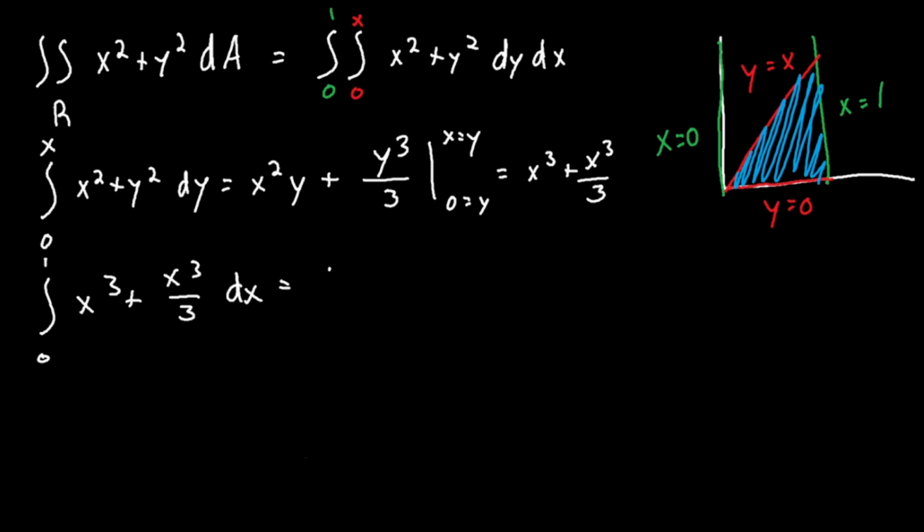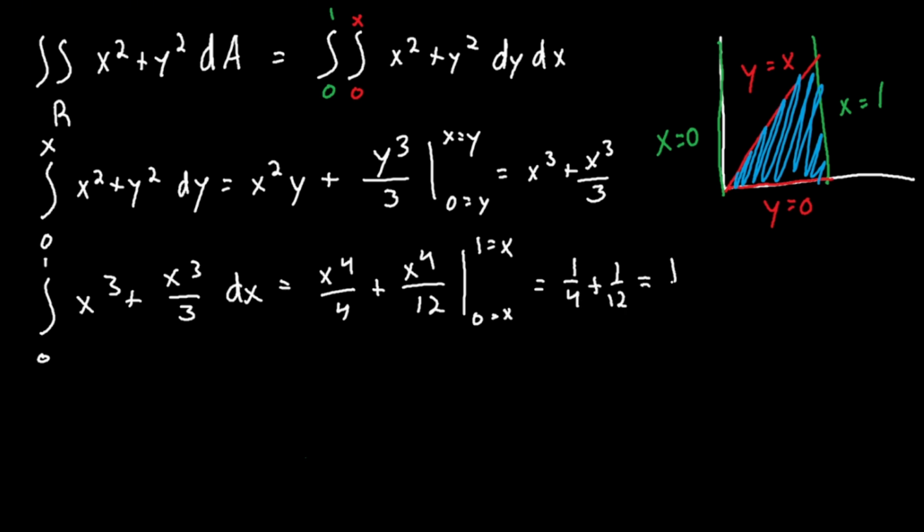And the integral of this with respect to x is x to the power 4 over 4 plus x to the power 4 over 12, from 0 to 1. And then when you plug in 1 and you plug in 0, you get 1 over 4 plus 1 over 12, which is equal to 1 over 3. So the double integral, sorry, of this region, shaded blue, is 1 over 3.